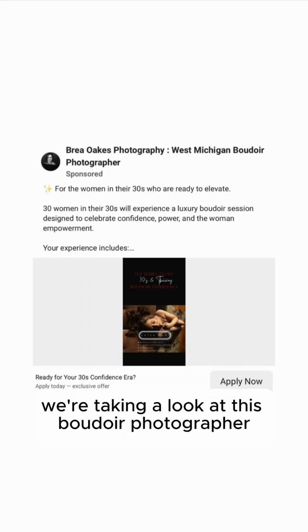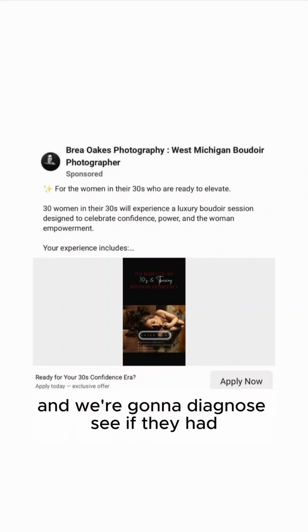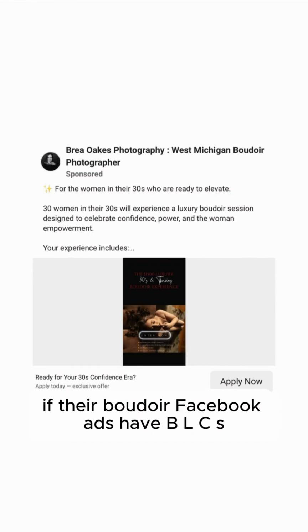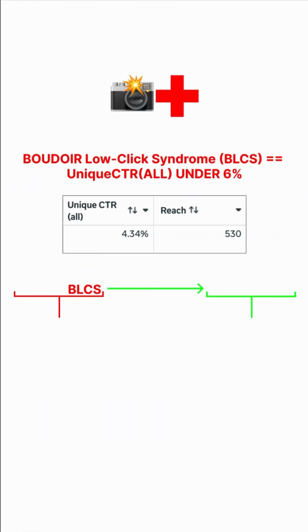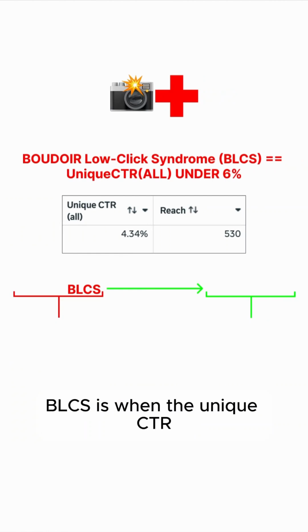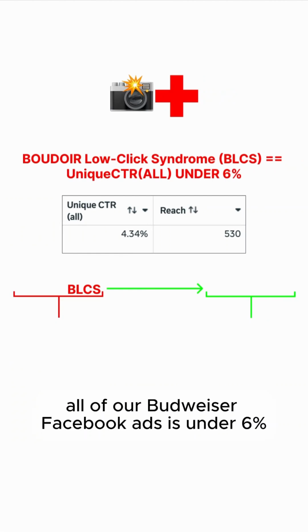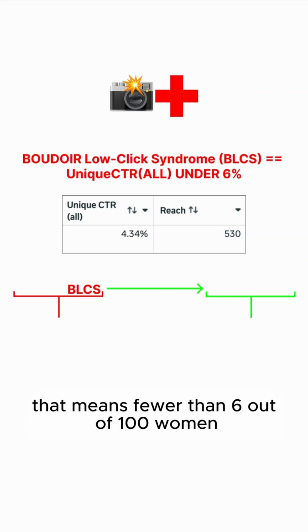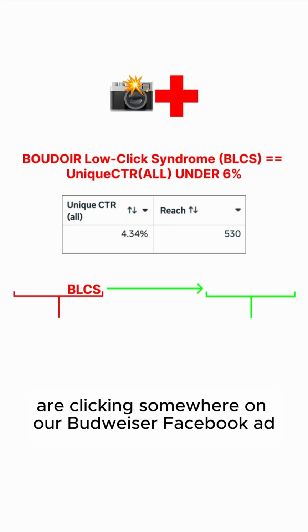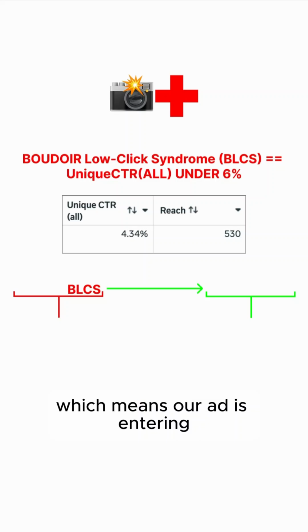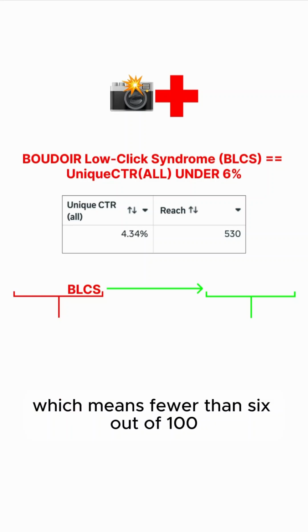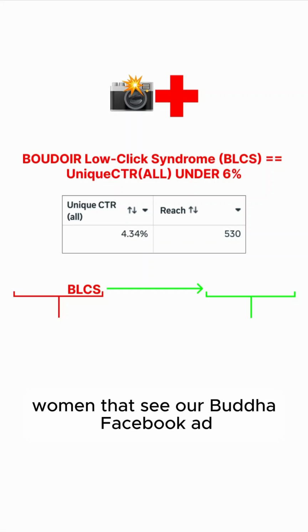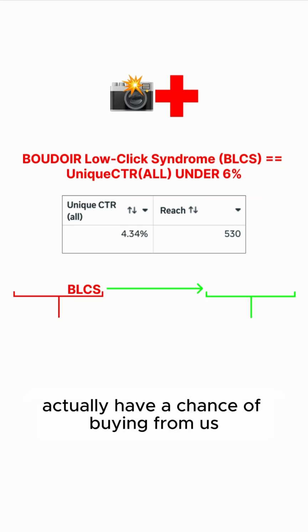All right, y'all, we're taking a look at this boudoir photographer, and we're going to diagnose if their boudoir Facebook ads have BLCS, aka boudoir low click syndrome, or not. BLCS is when the unique CTR on all of our boudoir Facebook ads is under 6%. That means fewer than 6 out of 100 women are clicking somewhere on our ad, which means our ad is entering fewer than 6 out of 100 women's brains, which means fewer than 6 out of 100 women that see our ad actually have a chance of buying from us.